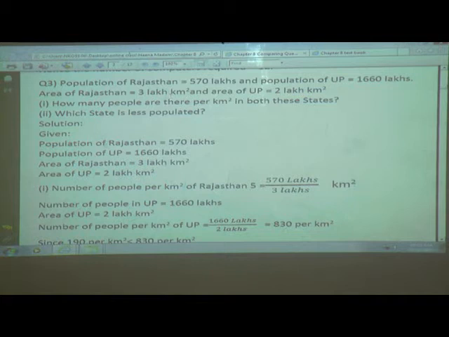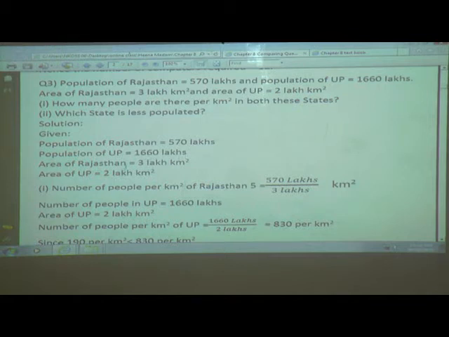So the population of Rajasthan, what I had jotted down, is what is given in the question: 570 lakhs. The population of UP is given as 1660 lakhs.